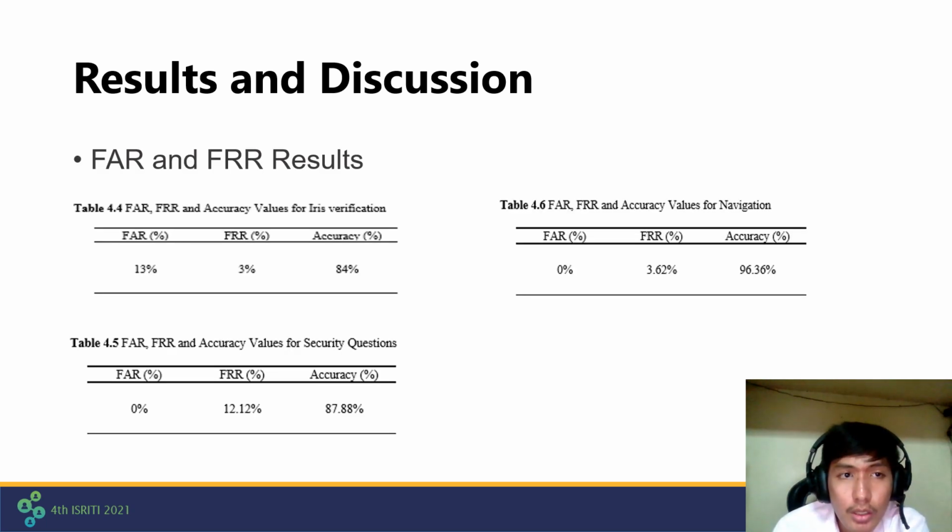Now, for the results and discussion in terms of FAR and FRR results, as well as the accuracy, for the iris verification, we got 13% for FAR and 3% for FRR, having an accuracy rate of 84%. While for the security questions, we got 0% for FAR and 12.12% for FRR, having an accuracy rate of 87.88%. While for the navigation, we got 0% for FAR and 3.62% for FRR, and having an accuracy rate of 96.36% for the navigation.